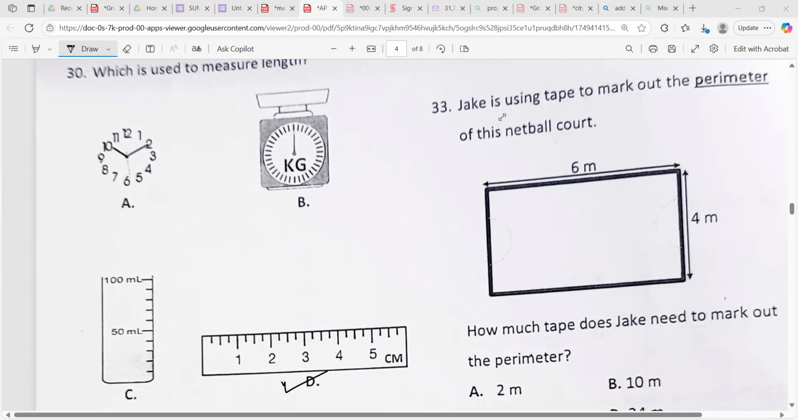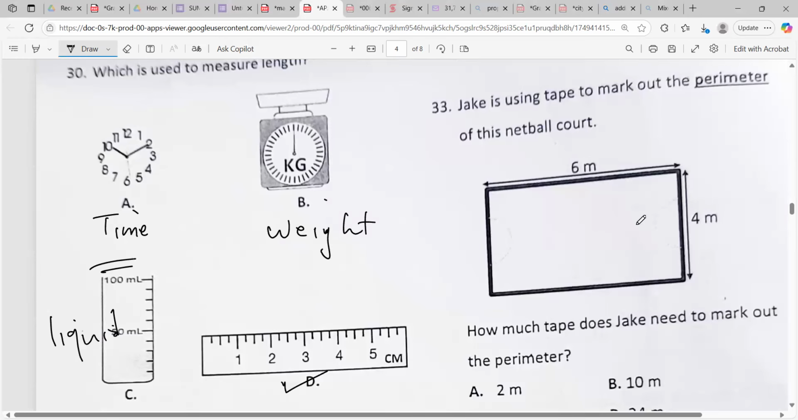A tells you the time, and B tells you how much something weighs, C tells you how much a liquid contains, and D tells you the length of something. All right, very good. So this is basically liquid, right? You guys have to know all of them, all right?